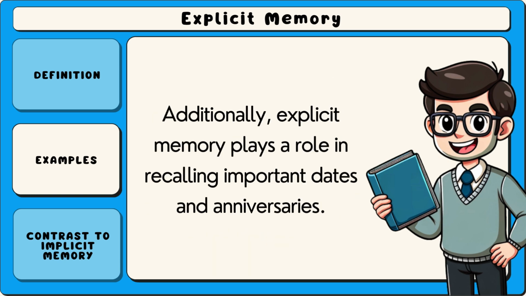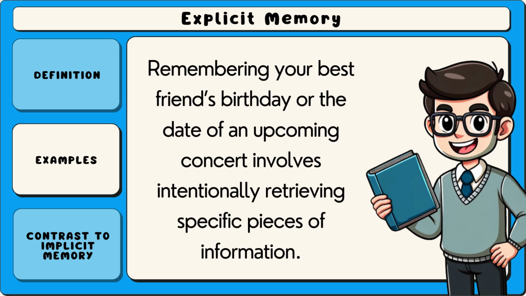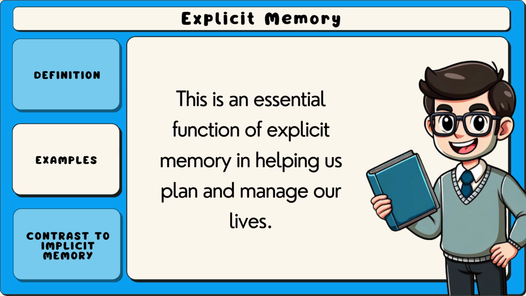Additionally, explicit memory plays a role in recalling important dates and anniversaries. Remembering your best friend's birthday or the date of an upcoming concert involves intentionally retrieving specific pieces of information. This is an essential function of explicit memory in helping us plan and manage our lives.